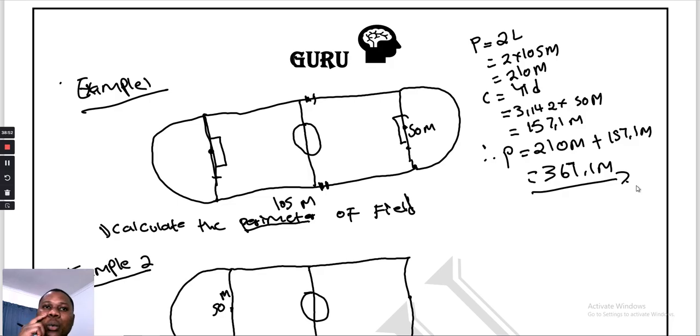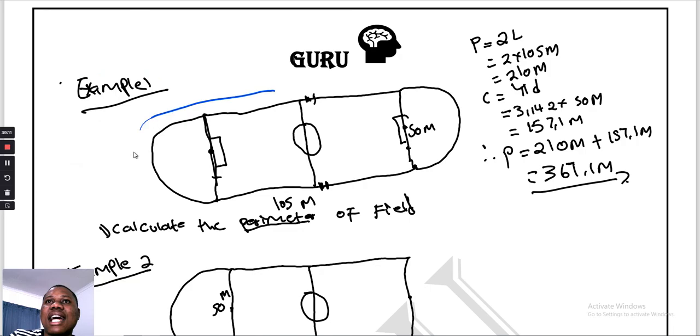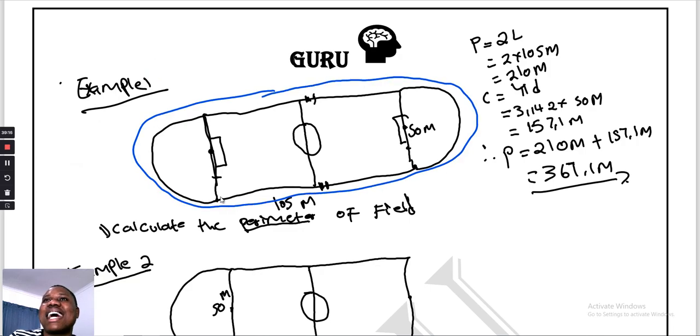Now, why did we not include the breadth or the width? It is because the concept says perimeter is the total distance around the shape, meaning that what we have just done now, we have calculated the distance around this shape. We don't want the distance inside the shape. If you check, the widths are inside the shape, so we don't want them. We want the distance around the shape.